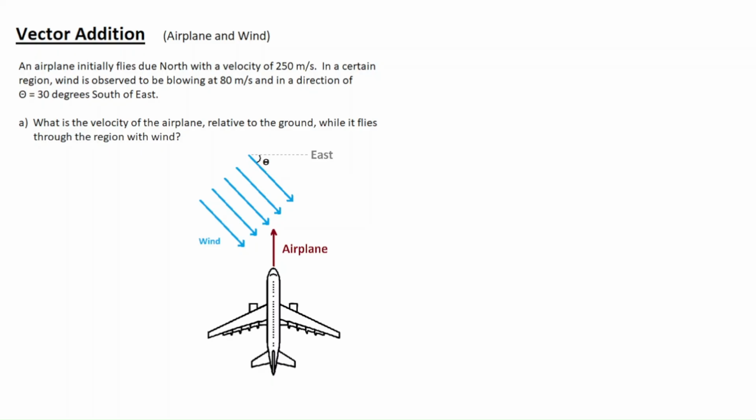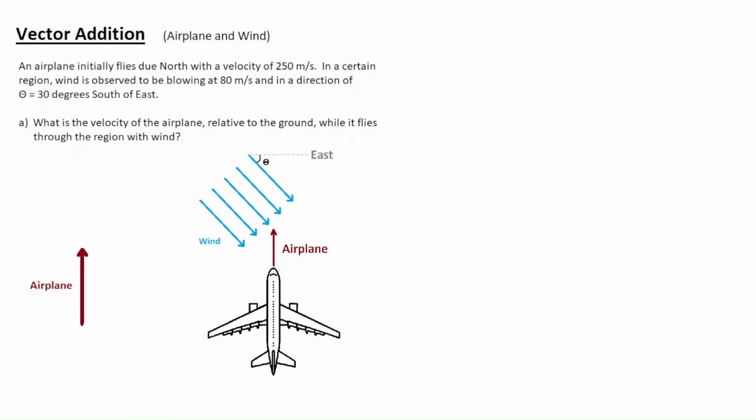Here we are trying to add velocity vectors together, one for this airplane, one for the wind that it will fly into. So the airplane itself is flying north. It will encounter this wind directed southeast, and the goal is to find the overall velocity of the airplane while it flies through the region with the wind. Let's draw a visual for this vector addition.